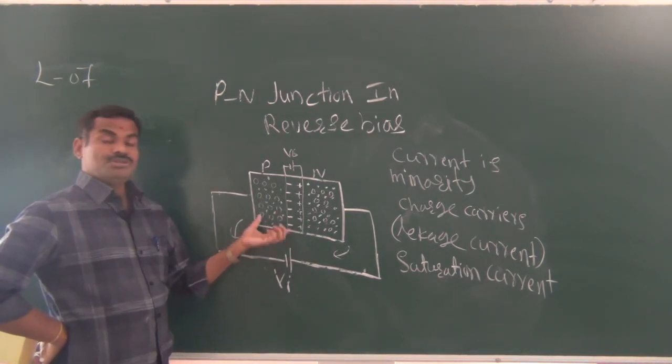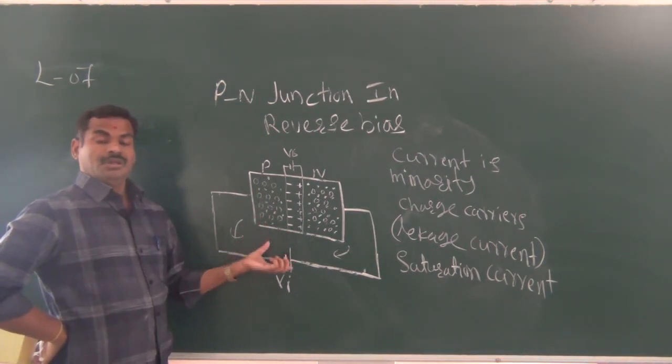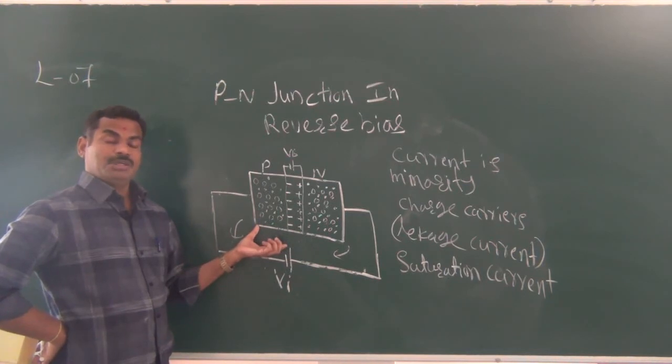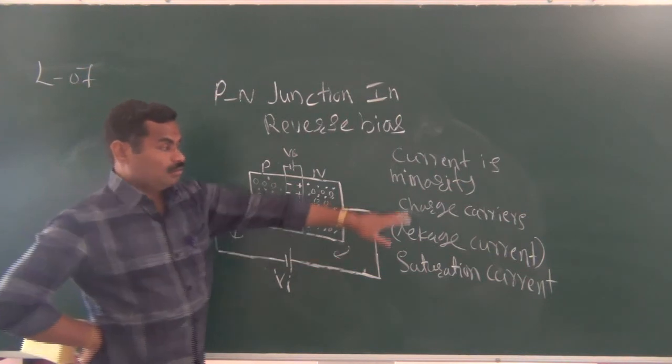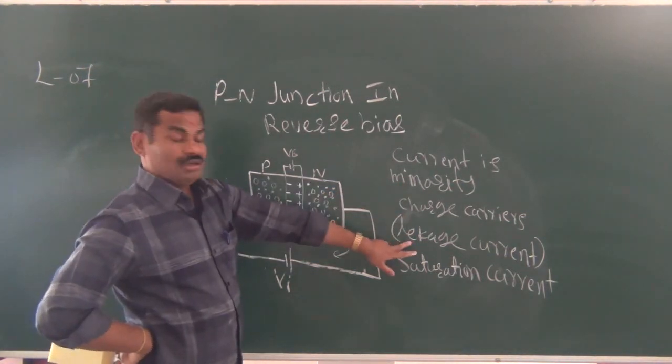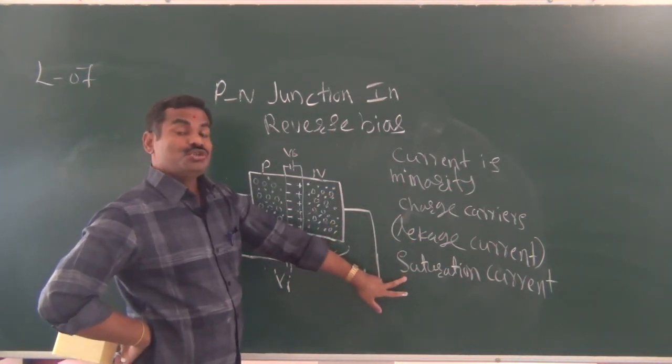This is about the importance of reverse bias. Keep it in mind. In the reverse bias, the current is because of the minority carriers. That current is called leakage current. That current is nothing but the saturation current.